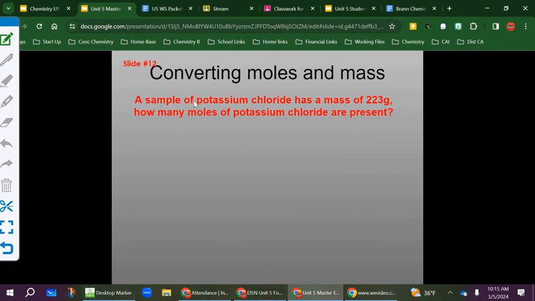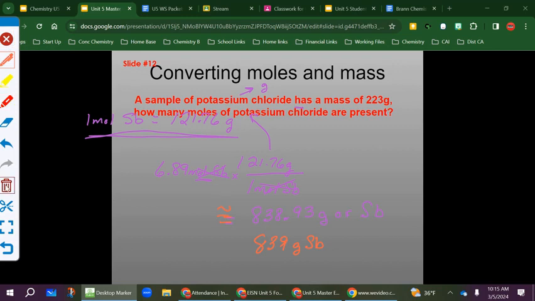A sample of potassium chloride has a mass of 223 grams. How many moles of potassium chloride are present? First thing we've got to do is what? We already have the mass. Okay, but before we can find that mass, what do we need to find?